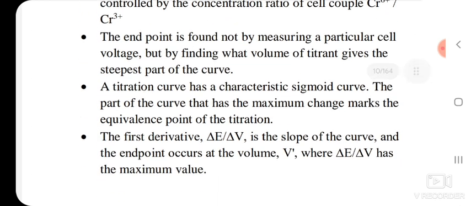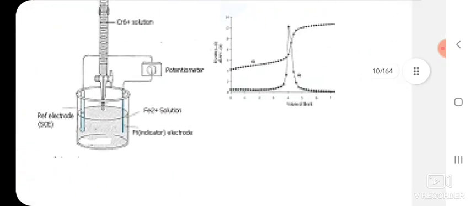A titration curve has a characteristic sigmoid shape. The part of the curve that has the maximum change marks the equivalence point of the titration. The first derivative, delta E upon delta V, is the slope of the curve, and the endpoint occurs at the volume V dash where delta E upon delta V has the maximum value.